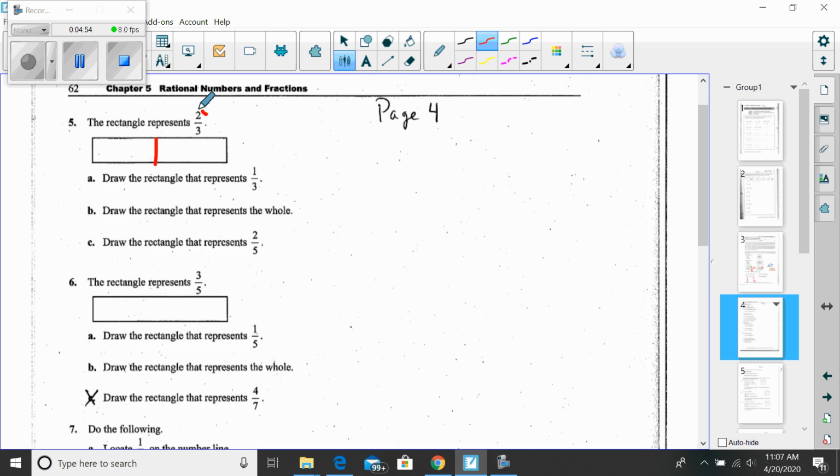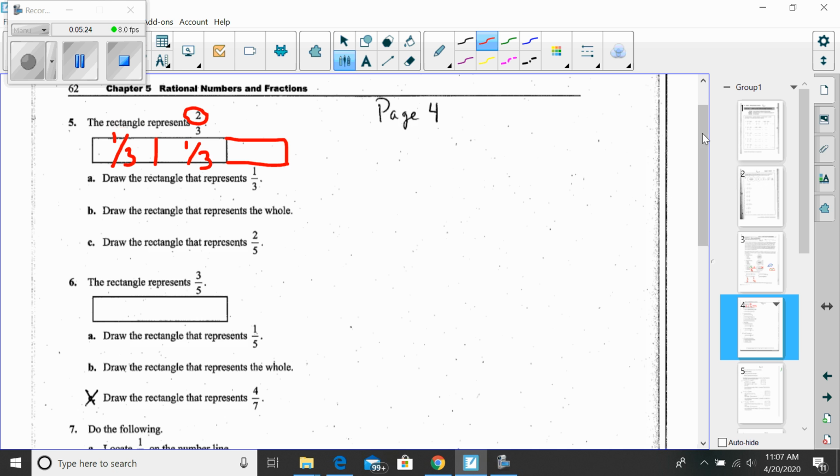So if the drawing is the fraction, then I have to break it up into the numerator number of pieces. When I do that, each piece, because this says the rectangle is 2 of these things that I call thirds, that means that this distance is this thing that I call a third. So if I want to make a whole, I have to add 1 more of those thirds.